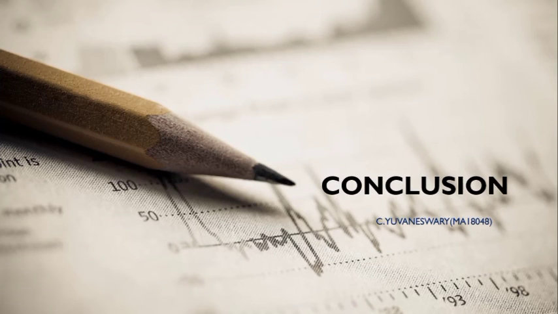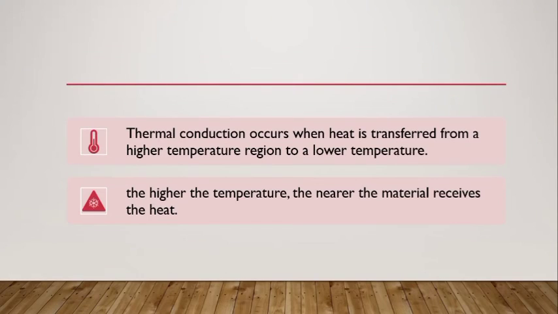Lastly, on conclusion, the experiment that was carried out was a success. Thermal conduction occurs when heat is transferred from a higher temperature region to a lower temperature region. As a result, the higher the temperature, the nearer the material receives the heat. The thermal conductivity of steel and brass was determined, with brass having a greater thermal conductivity than steel. Brass has higher thermal conductivity in radial flow than in linear flow at different flow rates.